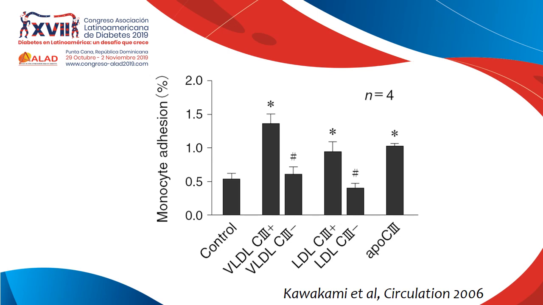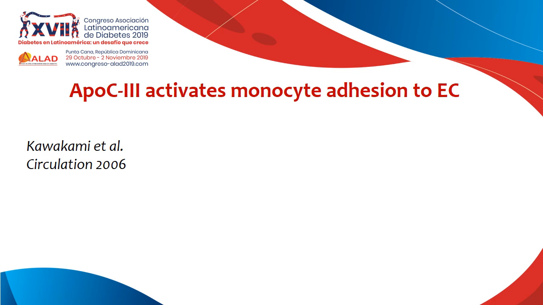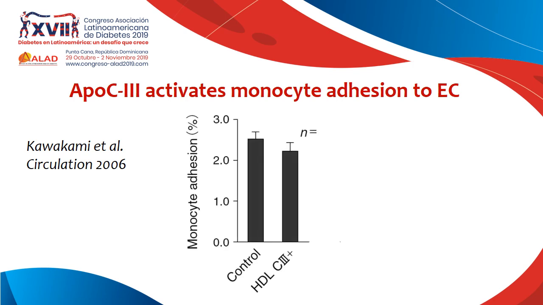Then the protein itself, purified, not as a part of a macromolecular lipoprotein, but pure ApoC-III was also able to induce an increase in monocyte adhesion. So we know that ApoC-III increases the production of small dense LDL. It increases the adherence of monocytes to endothelial cells. And not only that, we can see here that the protective anti-adhesive effect of HDL is lost when they have ApoC-III. So this is the same experiment, but now we're incubating the monocytes not with VLDL or LDL, but with HDL.